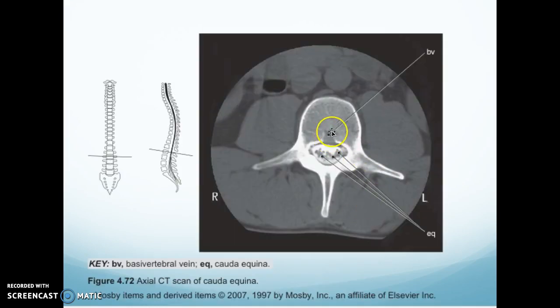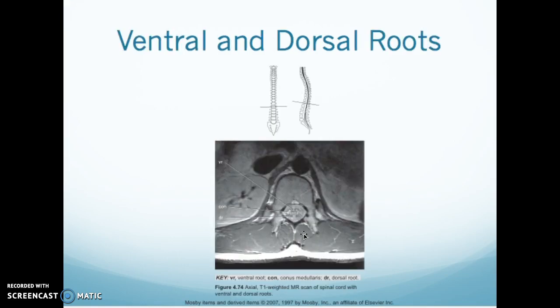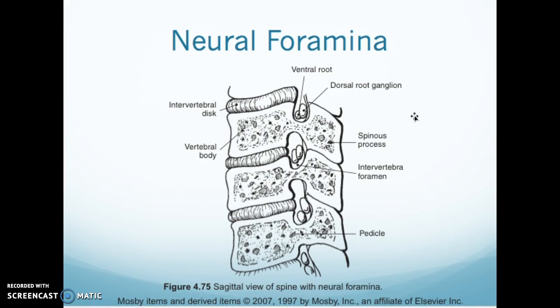So this little sucker right there, so the basivertebral vein, so there's a vein. It looks like it's cancer to me, but that's actually where a vein runs through the body. And this is your cauda equina. You can see that the nerve roots are just free floating within the CSF. All right, so this is your central canal coming down the middle. So ventral root and your conus medullaris and your dorsal root, look to see where you're at to make sure that you're in your conus medullaris. And I'm going to stop there, and we'll pick up the rest on the next video.